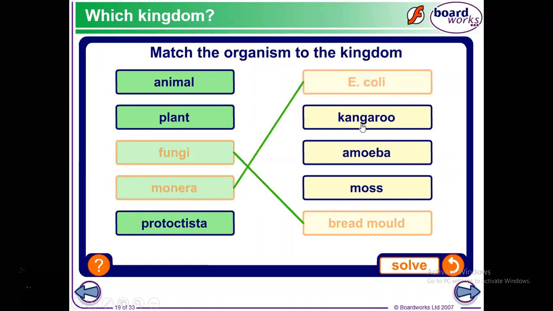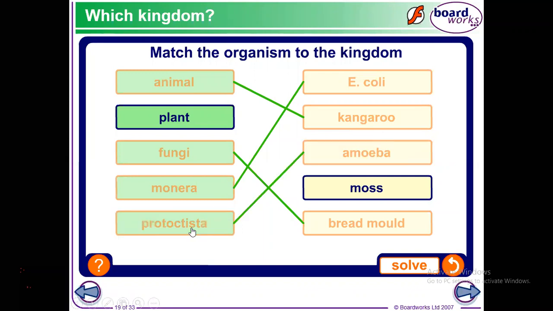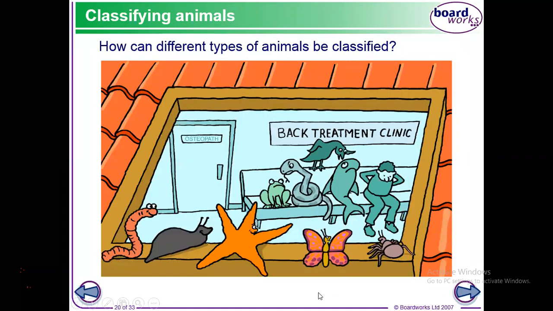So we have kangaroo. What do you think kangaroo belongs to? This is really easy, right? Animal. It belongs to animals. That's right. Amoeba is a plant? Protist? Well, some of you guys said plants and others said protist. It's protist. They are microscopic organisms. We cannot see them with our eyes. And moss is a plant. That's totally right. Thank you guys.